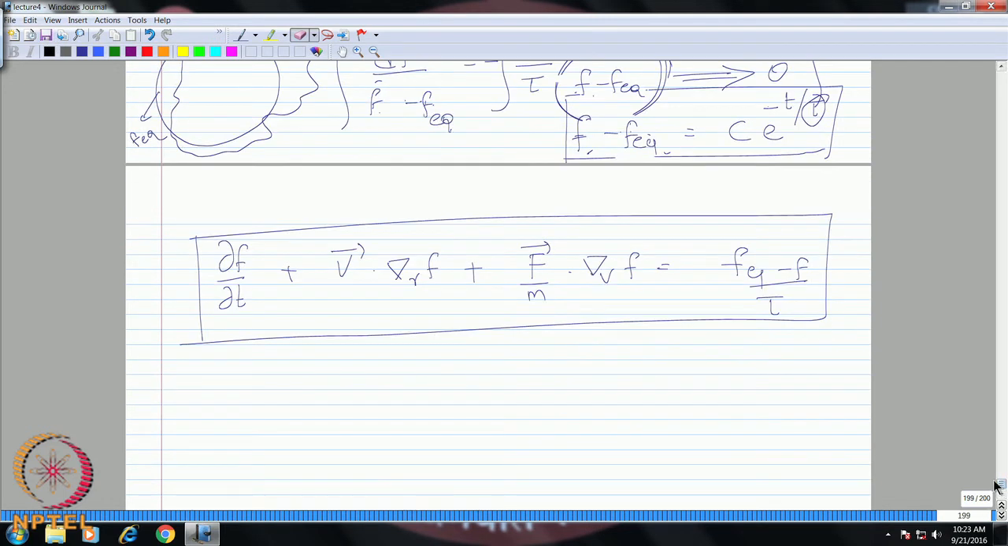So, this is what we call the Boltzmann transport equation in the relaxation time approximation. We write the BTE under the relaxation time approximation, or sometimes people call this the BGK approximation.